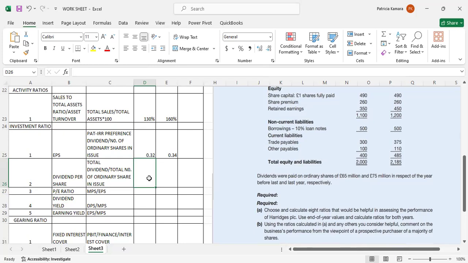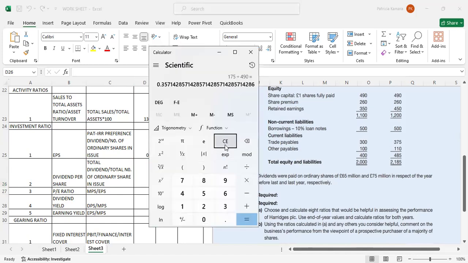So dividends per share is the same thing. Here they said dividends were paid on ordinary shares of 65 million and 75 million in respect of the year before last and last year respectively. So let's do that. Dividend per share is total dividends over total number of ordinary shares in issue. We've been told that the dividend in 2022 is 65 million. Our total shares in issue is 490. So it is 0.13.